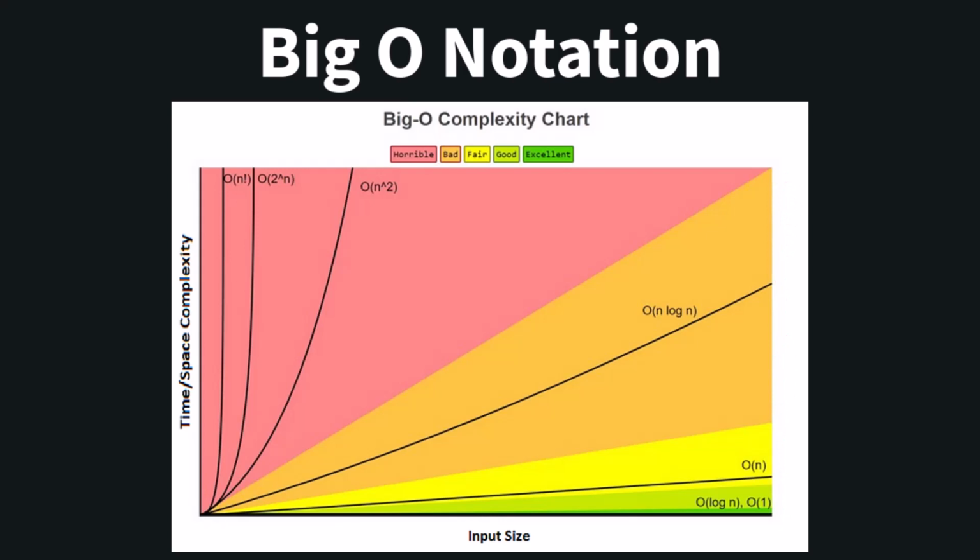So you should always strive and try your best to find solutions that fall into the excellent, good or fair regions. In part 2 of this tutorial, we'll highlight the different complexity cases shown in this graph. And we'll also learn how to calculate time and space complexity with some examples.